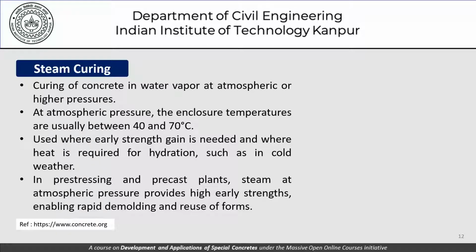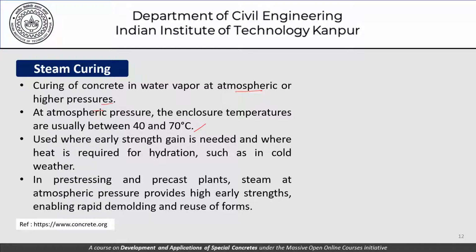Steam curing is the process of curing of concrete in water vapor at atmospheric or higher pressures. So we can do steam curing at atmospheric pressures or at higher pressures. At atmospheric pressure, the enclosure temperatures usually range between 40 and 70 degrees centigrade. This method is used where early gain of strength is needed, where heat is required for hydration, such as in cold weather.